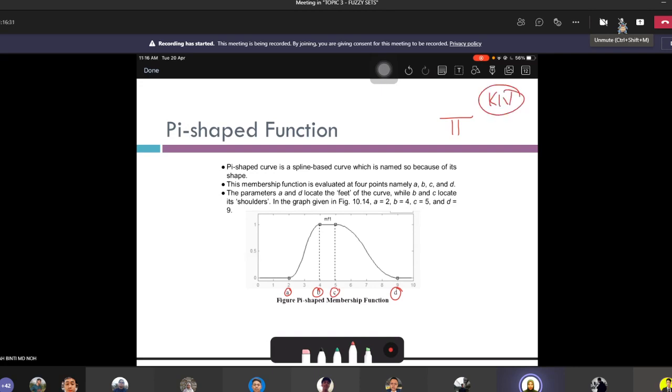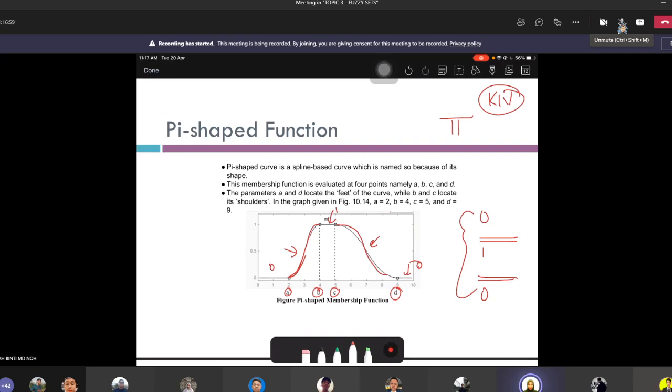Pie shape function. Tapi basic konsep dia ialah ABCD yang mana dekat AB ni dengan CD is a curve. Dekat sini curve, dekat sini curve, dekat sini line. Okey, so sini dia direct 1, sini 0, sini 0. Okey, so dia akan ada 0, 0, 1 macam kita buat trapezoidal. Cuma beza dia dekat sini bukan linear. Tu dia jadi pie shape function.